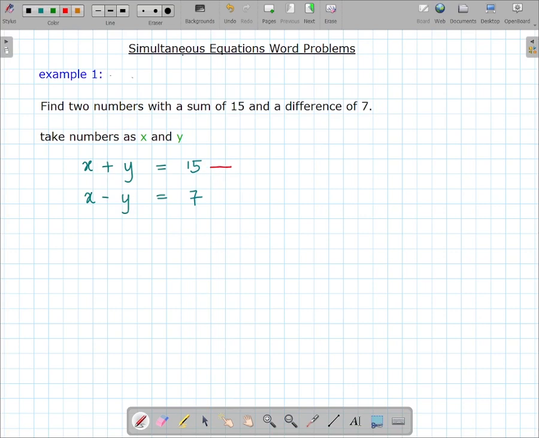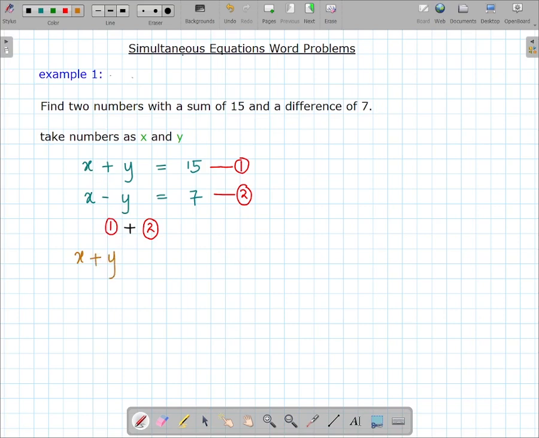Label the equations 1, 2. Then check the coefficients 1, 1, 1, 1. So I'm going to eliminate y here. Check the signs, positive, negative. Then I'm going to add 1 and 2. Okay, first equation, that is x plus y.